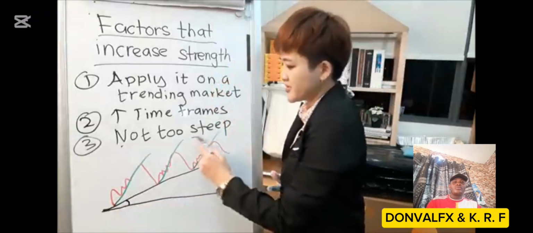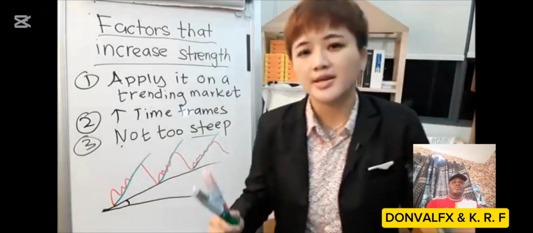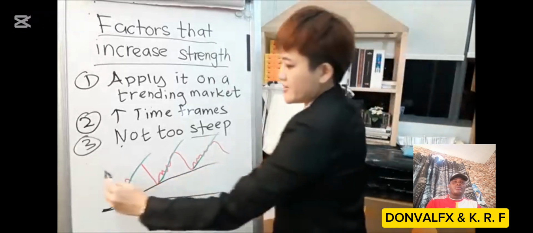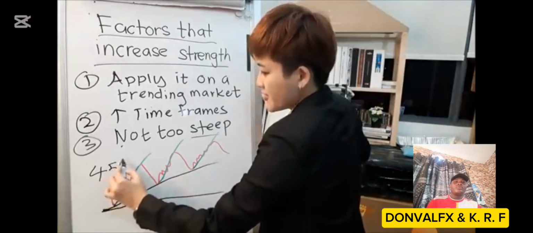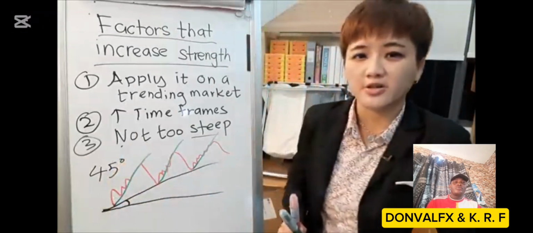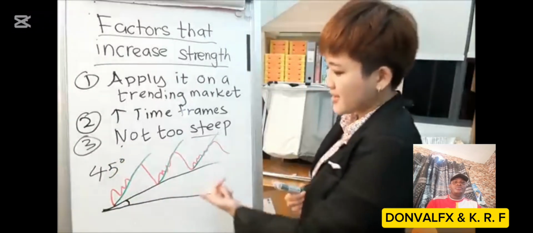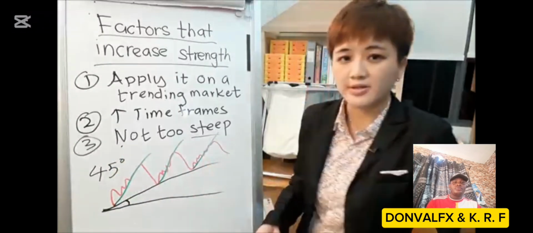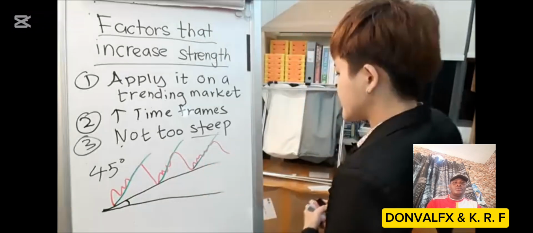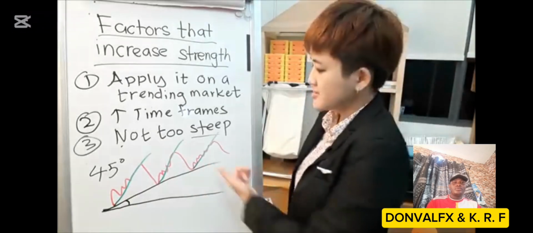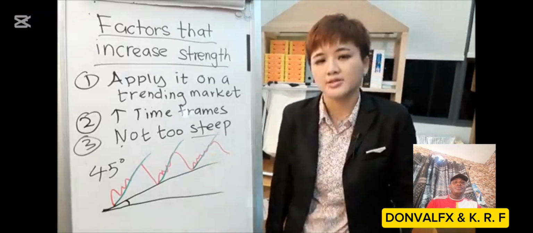How do you define steep? Any trend line that is more than 45 degrees from the horizontal, it is a little bit too steep. Visually, you can tell that this is more than 45 degrees. In fact, I would say it is, okay, it's not perfect, but 60 degrees, 70 degrees.